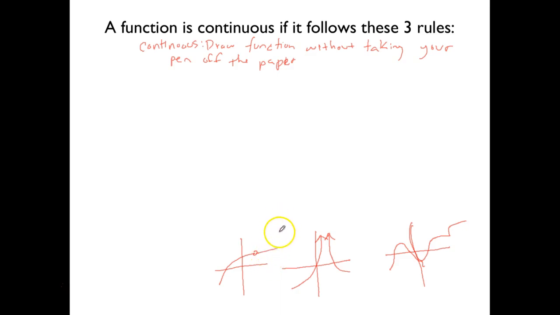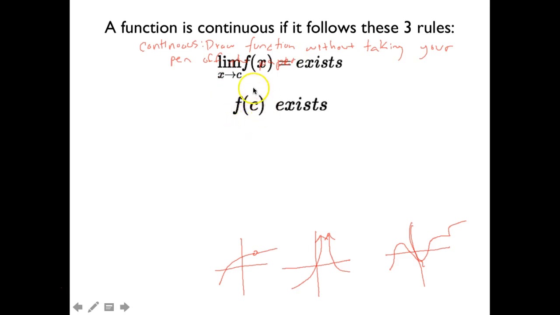So let's look at these 3 rules. The first one is the limit as x approaches c of f of x exists. So there is a limit. The next thing is there is a point. So there's a limit and there's a point. And the last thing is that that limit equals that point.